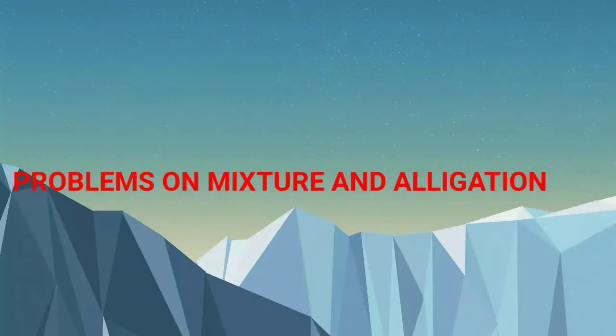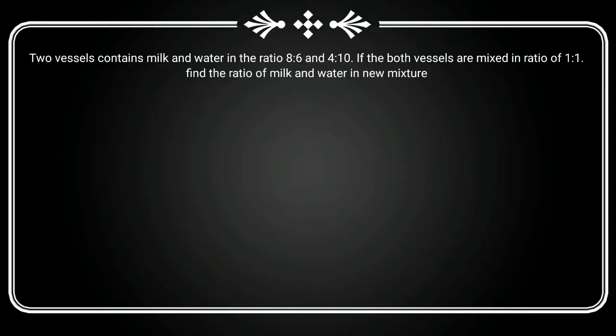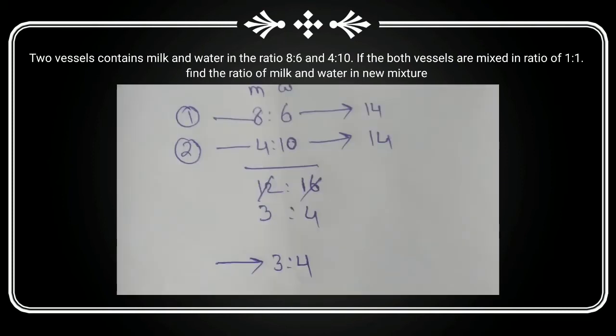Today we are going to discuss problems on alligation and mixtures. Now we will see the first question. Two vessels contain milk and water in the ratio 8:6 and 4:10. If both vessels are mixed in the ratio of 1:1, find the ratio of milk and water in the new mixture. Now we will see the answer for this question.